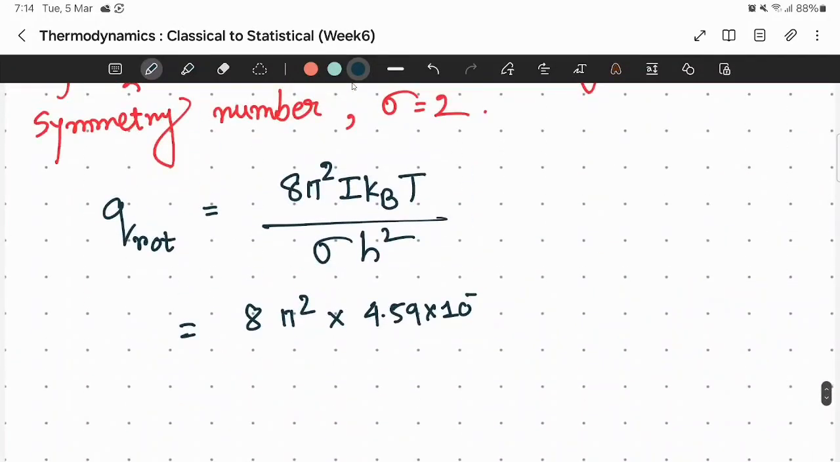Can I say this is equivalent to the total number of probable states? Can we say it in this way? Is it a correct statement? The partition function is equivalent to the total number of probable states.